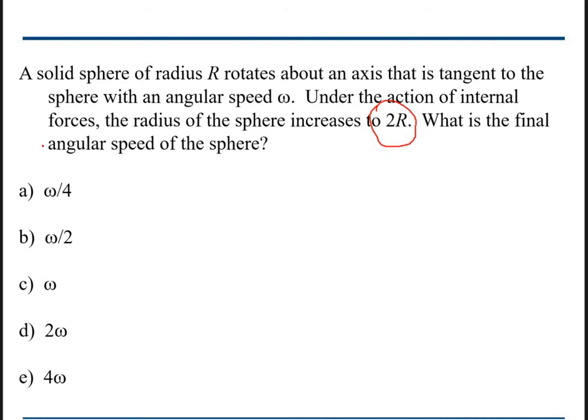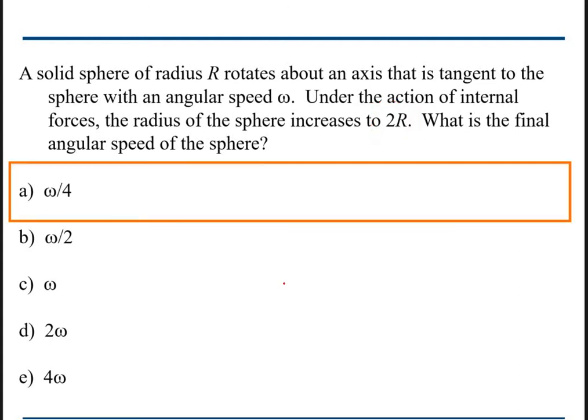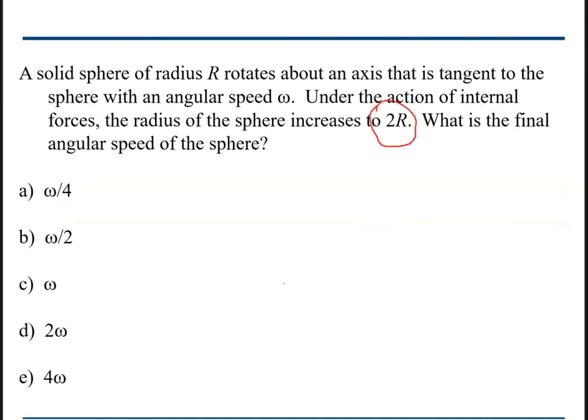So what do you think is the final angular speed of the sphere? Again, use the conservation of angular momentum and think about the answer. We'll discuss it. The answer is it decreases by 4 times. You can see that you don't really need the moment of inertia in this case because it's still a sphere.